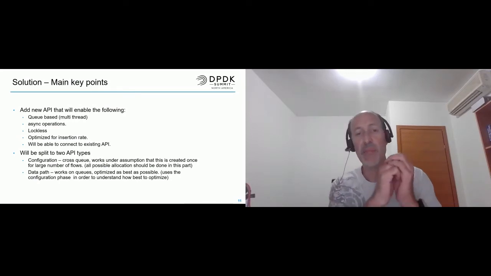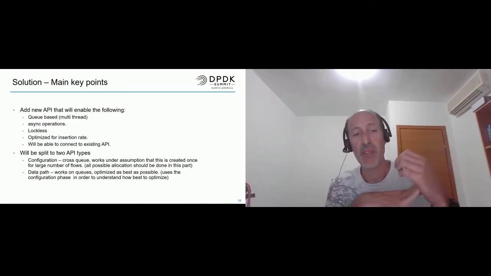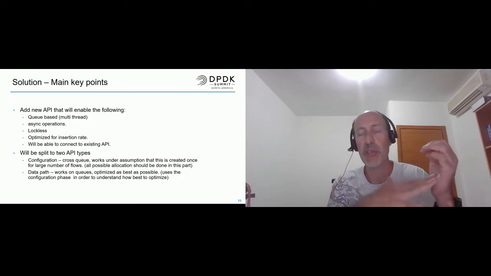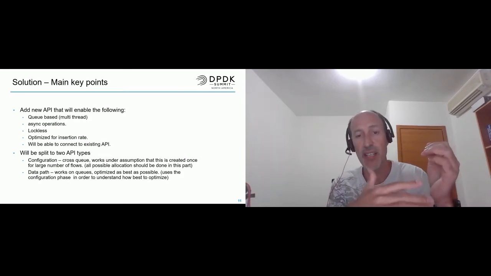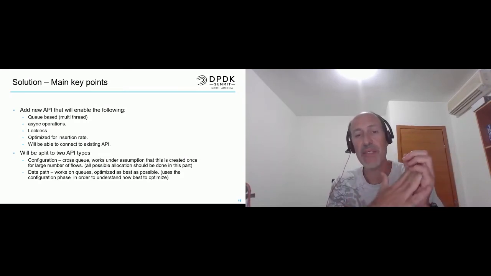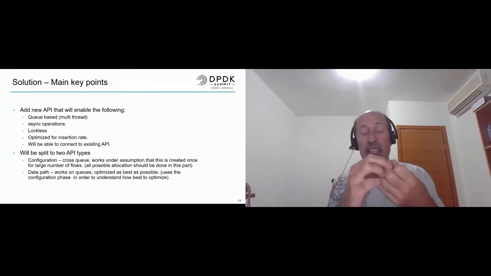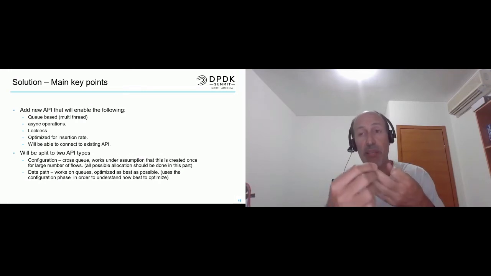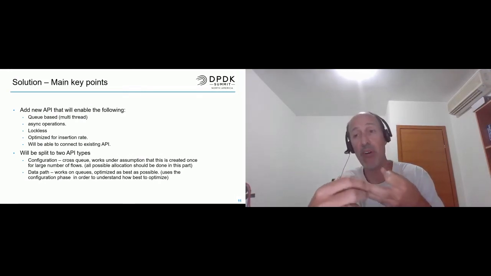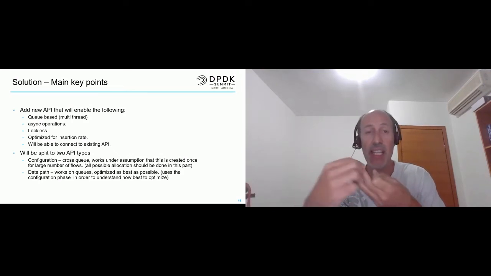And most importantly, it's very important, we want it to be able to connect to the existing RTE flow API. When I'm saying that, it has 3 levels. First of all, we want to use the current RTE flow items and actions. We want that each action that will be added will be automatically supported by both the current API and the new API.